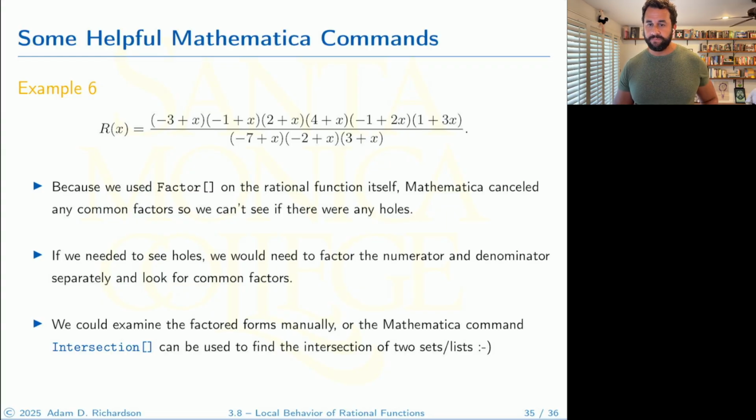This is also just adding to what I said before. Mathematica will cancel any common factors. If we needed to see the whole thing, we could factor the numerator and denominator separately, which is what I did. If you end up with a lot of zeros of the denominator and zeros of the numerator, you might have a really, really long list. But what you can do is use the Mathematica command Intersection to find if there are any common zeros, and that'll let you know where the holes are.